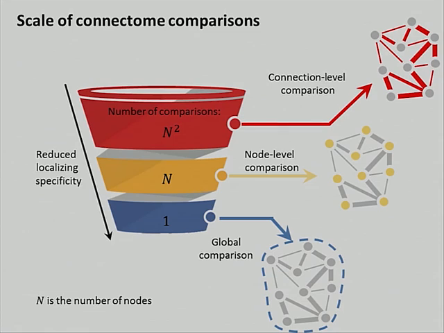I'm going to specifically focus on the upper two levels, the node level comparison and connection level comparison. The advantage of these approaches is that we can localize effects to specific connections or specific nodes. In contrast, the global approach only tells us there's a difference somewhere in the connectome. It doesn't allow us to localize that difference to a particular node or a particular connection.